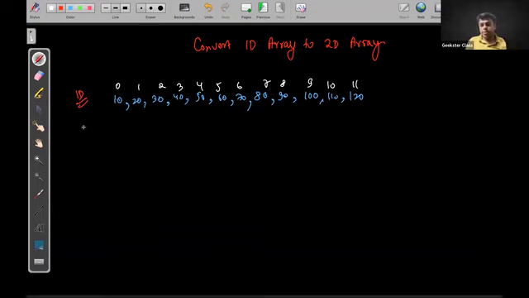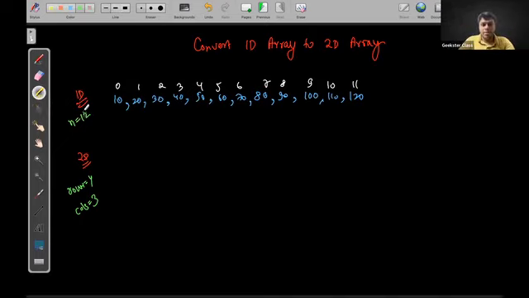And what you need to do is convert this 1D array into a 2D array of given dimensions. If I am asking you, can you convert the 1D array of size 12 into a 2D array of rows 4 and columns 3? Is it possible, yes or no? Can you convert 12 elements into 4 rows, 3 columns?